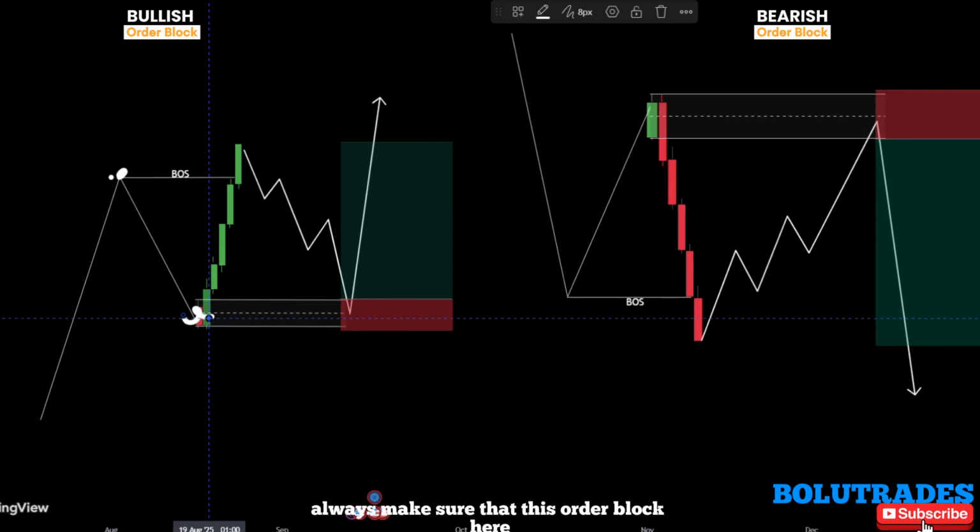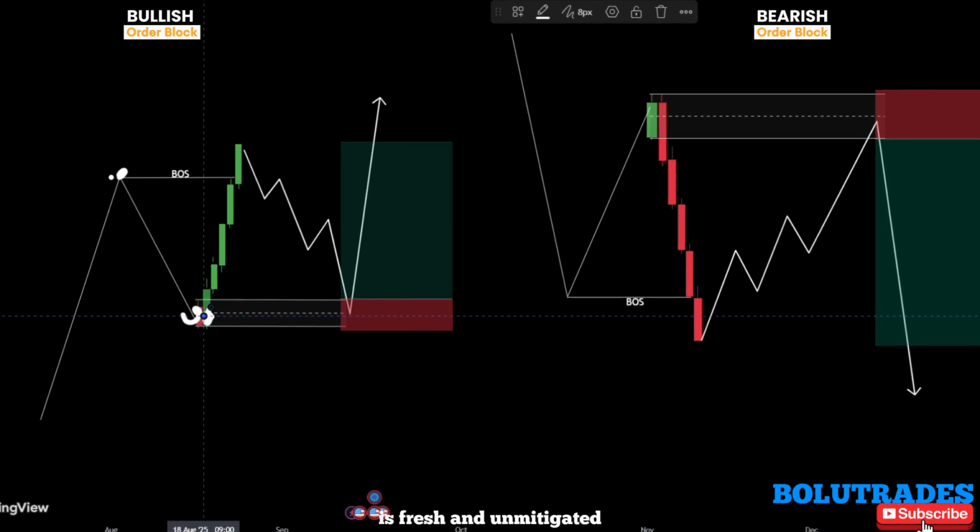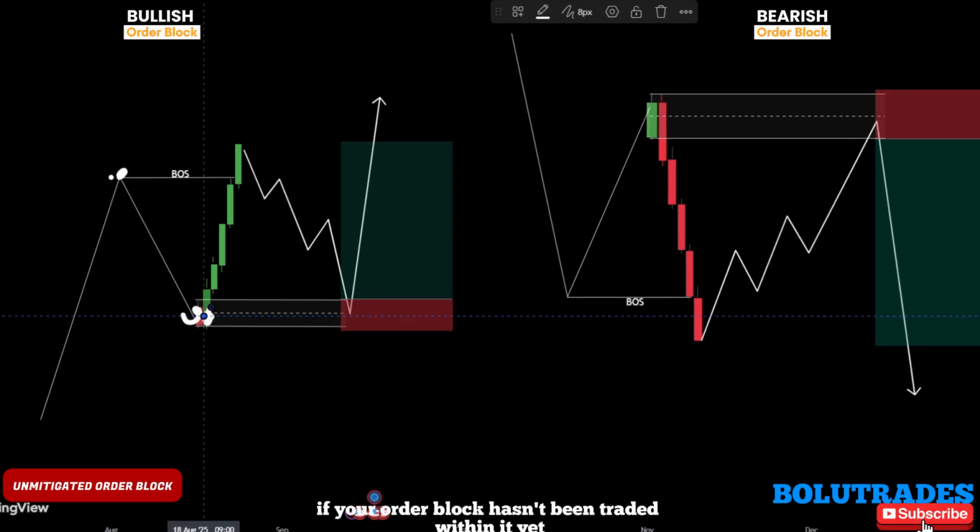The next confluence which you want to identify is that you always want to make sure this order block here is fresh and unmitigated. What do I mean by fresh and unmitigated? The more fresh it is, the stronger it becomes and the more tradable it is. Because if your order block hasn't been traded within yet, or hasn't been mitigated, then it is stronger and more tradable in your favor. That is, you tend to have a higher chance of making money while trading a fresh order block.